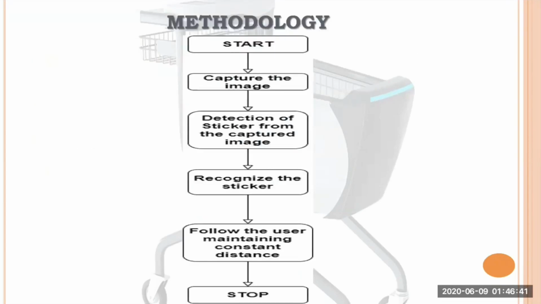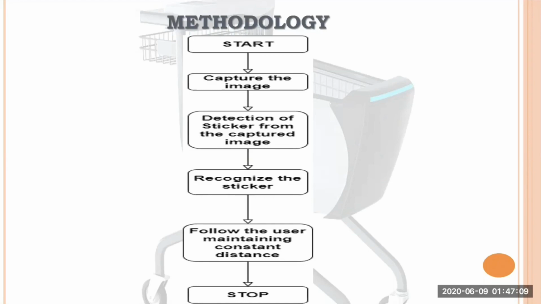Coming to the methodology section, it is generally a quick overview of the entire working of our project, and it also includes the different techniques which we have used and how exactly the flow works. Firstly, as you can see, the system will start to capture the image. The camera will start to capture the image or video in front of it. Next comes the detection part.